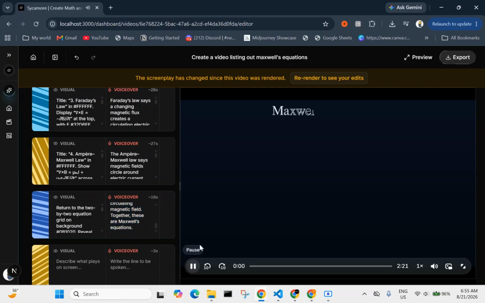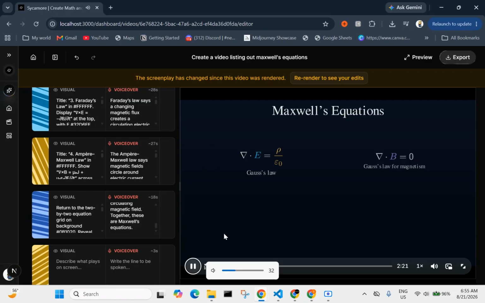So this is Maxwell's four equations describe how electric and magnetic fields are created and how they change. Gauss's law connects electric fields to charge. Gauss's law for magnetism says magnetic field lines have no starting or ending point.